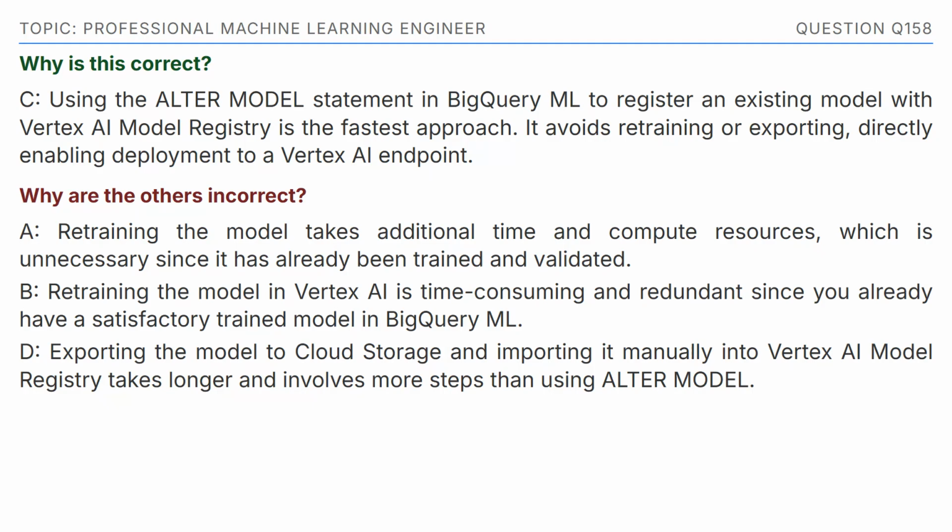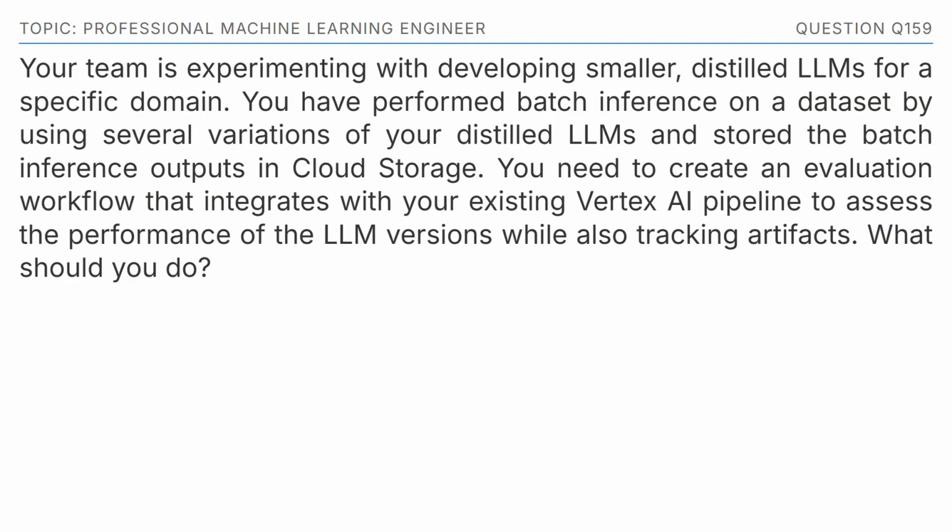Your team is experimenting with developing smaller, distilled LLMs for a specific domain. You have performed batch inference on a dataset by using several variations of your distilled LLMs and stored the batch inference outputs in cloud storage. You need to create an evaluation workflow that integrates with your existing Vertex AI pipeline to assess the performance of the LLM versions while also tracking artifacts. What should you do?